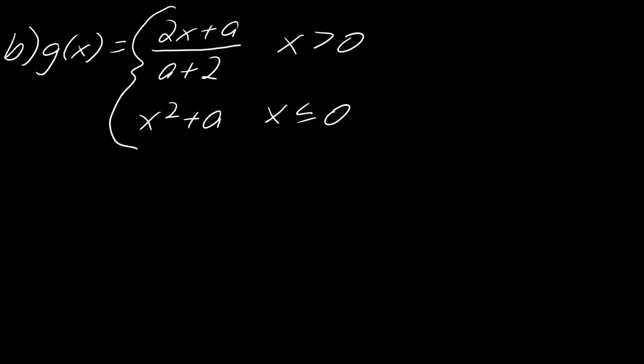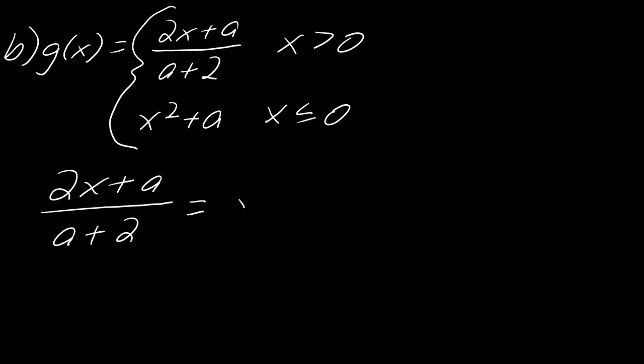For this other one, we're going to use the same idea. I need these two functions to be equal to one another. So I'm going to take the two functions, 2x plus a over a plus 2, and set that equal to a squared plus a. And I need this to occur at x equals 0, because that's where these two functions are changing. This is where I need them to actually be equal.